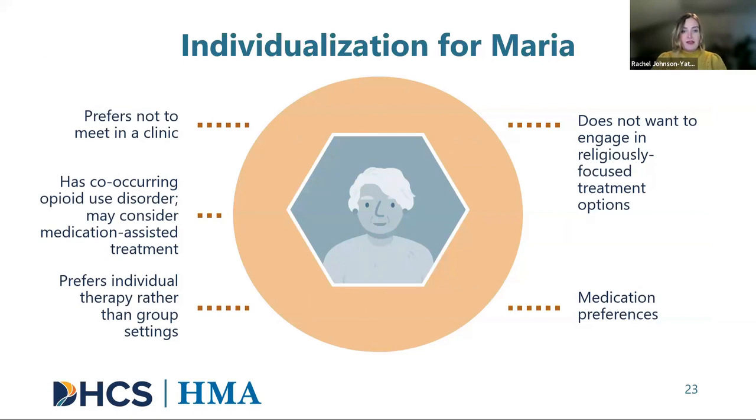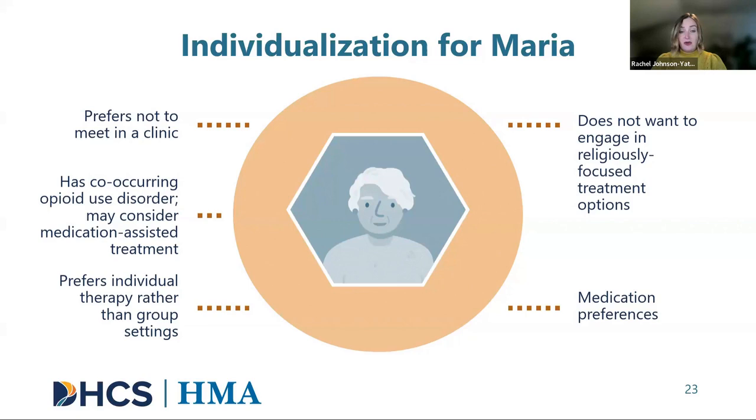Keeping in mind that the services that are included in the care plan should be adapted to meet each individual's needs, let's consider the unique needs that Maria has, which might end up impacting her care plan. So in terms of her preferences, we know that Maria prefers not to be in a clinic, and that her psychosis involves not wanting to be in closed spaces. So closed spaces are very triggering for Maria.